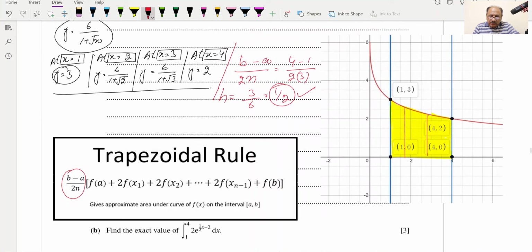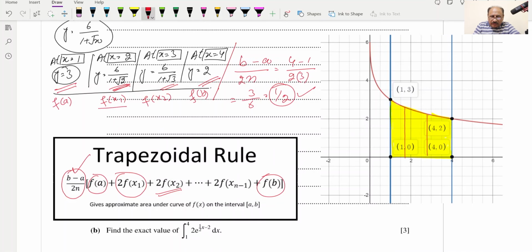So this h value we will replace. Instead of writing h, I'm just keeping this b minus a, because otherwise you will be confused. So this b minus a over 2n value is 1 by 2, and this is our f of a, and 2 into f of 1 is this one, and we will multiply this by 2, this by 2, and this by 2, but the final term will be f of b. So this is our f of b, this is our f of a, and this is our f of x1, and this is our f of x2. So f of x1 and f of x2 will be multiplied by 2, and the rest of the values we will just write as it is.